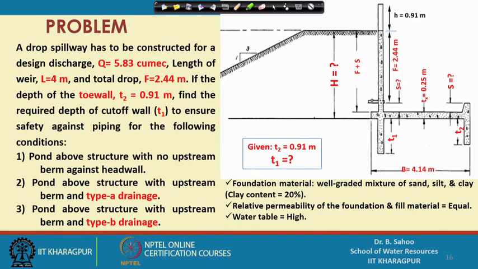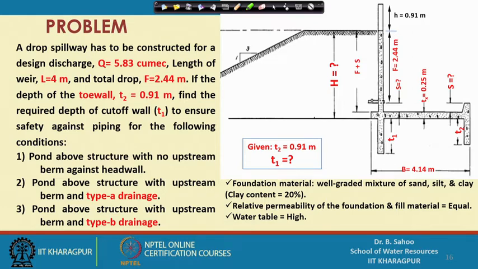So, there are 3 conditions given. One is pond above structure with no upstream berm against head wall, second is pond above structure with upstream berm and type A drainage, and pond above structure with upstream berm and type B drainage. And the conditions of foundation material are given. So, it is well graded mixture of sand, silt, clay having clay content 20% which is greater than 15%. Relative permeability of the foundation and fill material is equal and water table is high.